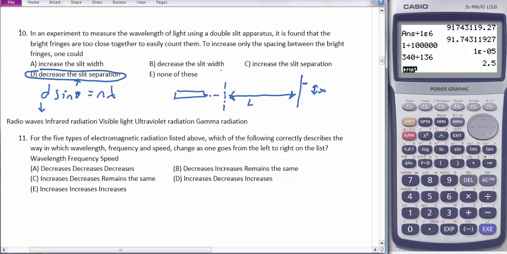It can't be B, the slit width, because it's not about how wide a particular slit is, it's about the distance between the given slits. That's what our letter d is in our equation.